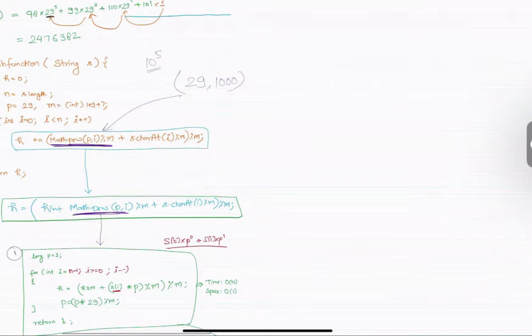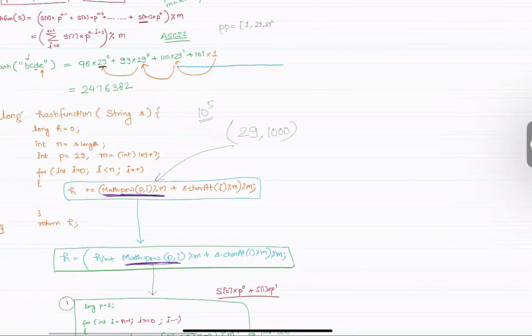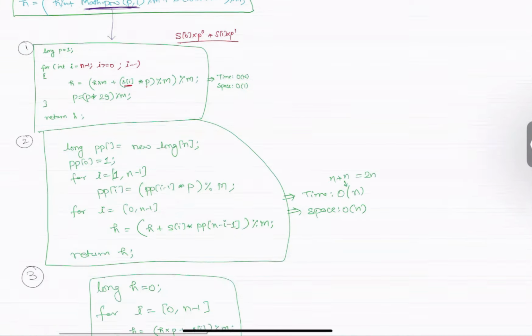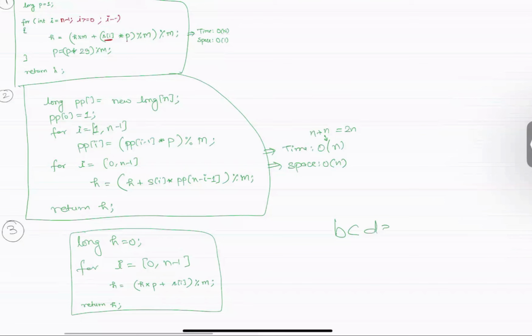I gave you B, C, D, E, right? Yes, sir. Okay, let's say you have B, C, D, E. Initially, our h value is 0. So when we consider B, what happens? It becomes 0 into 29 plus B. So eventually it becomes B only. Is that right? First iteration of the loop when i is 0.